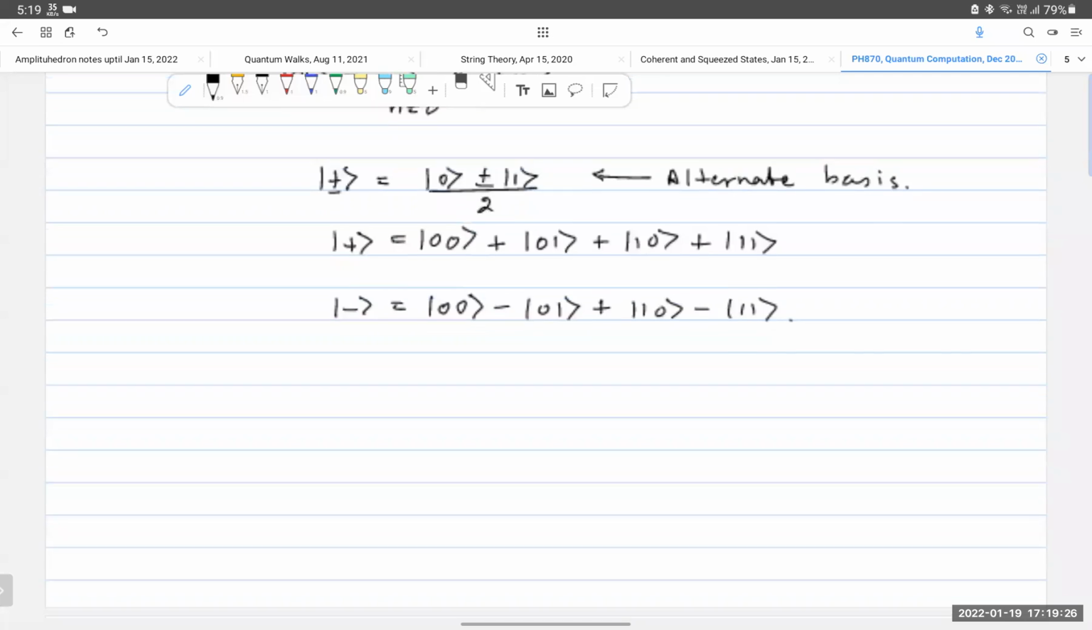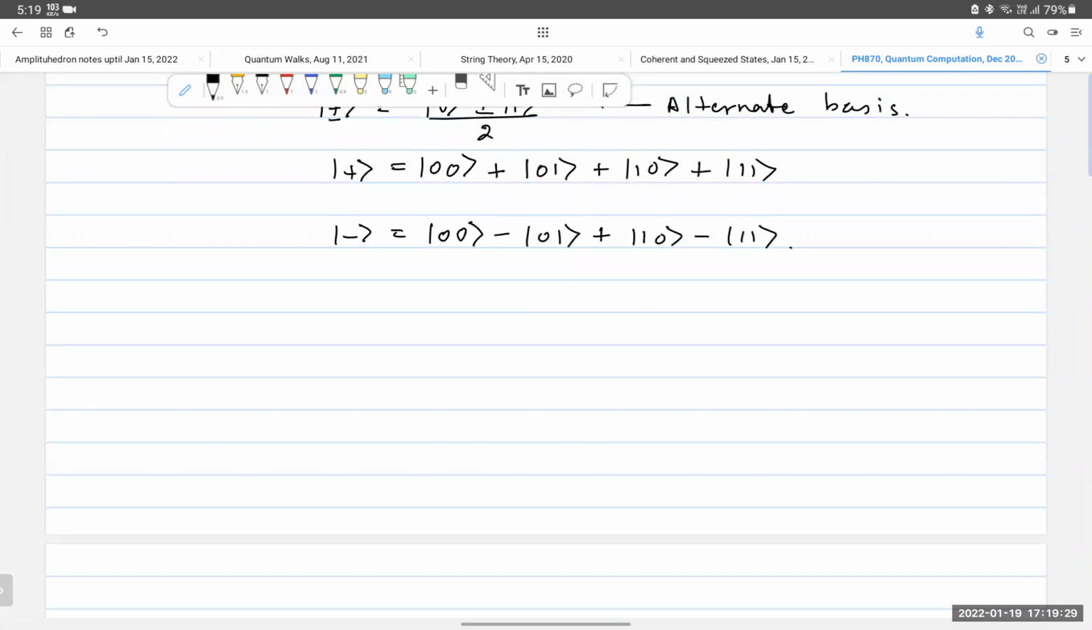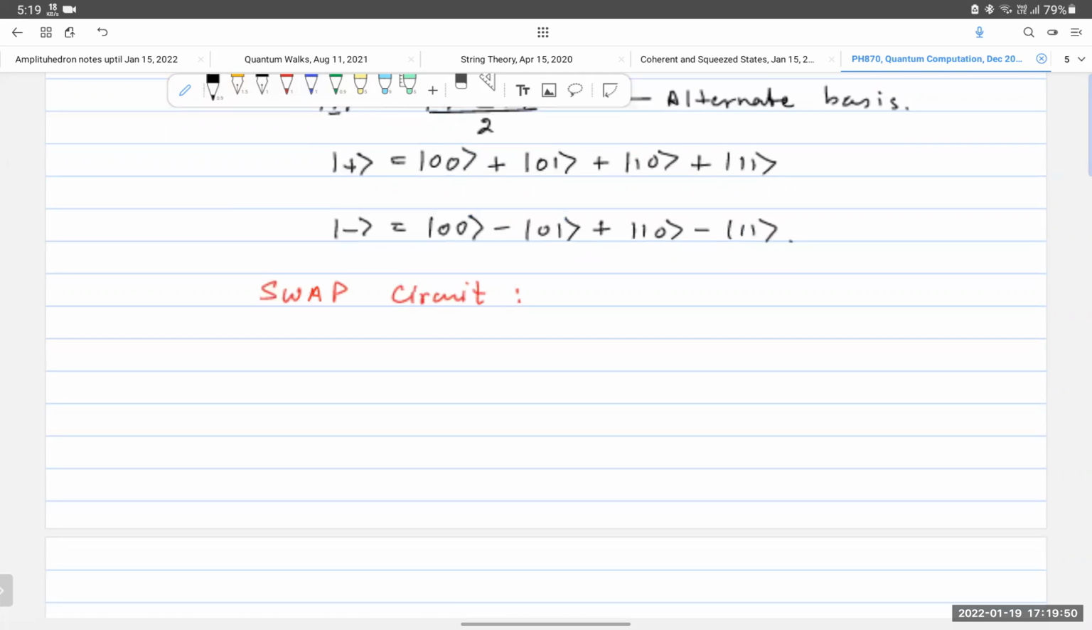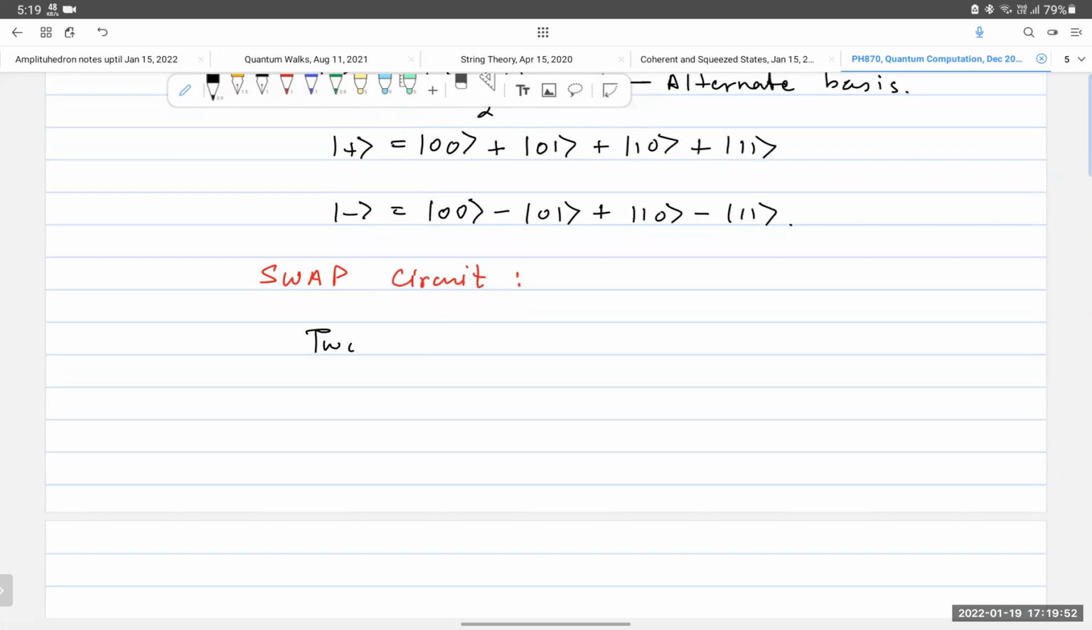Now let's talk about one more gate, which is actually a circuit. It consists of a sequence of gates, and it's the swap circuit. What is a swap circuit? Well, if you have two qubits, let's say the first one is in the state phi 1 and the second is in the state phi 2.